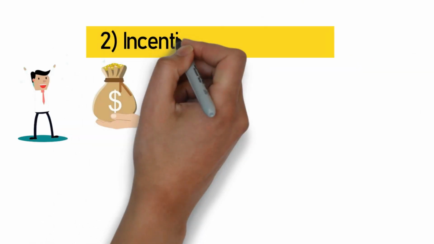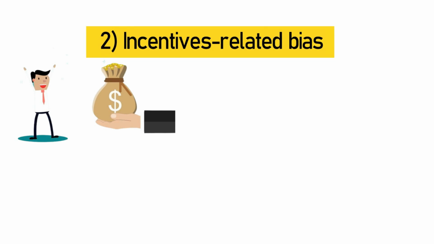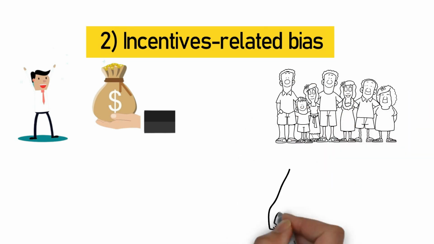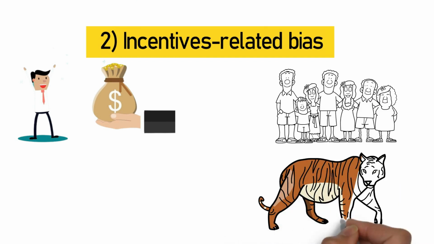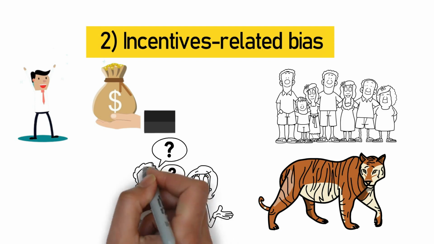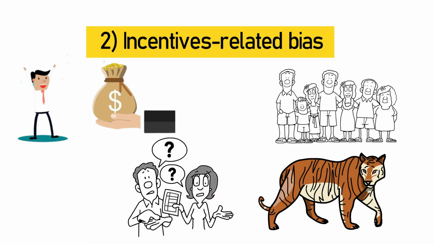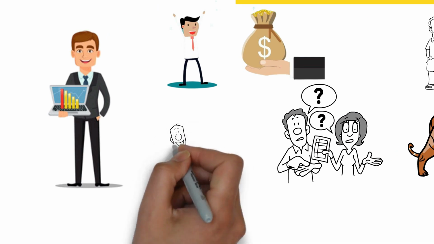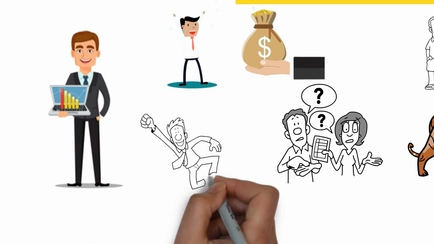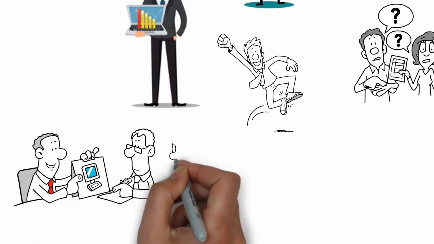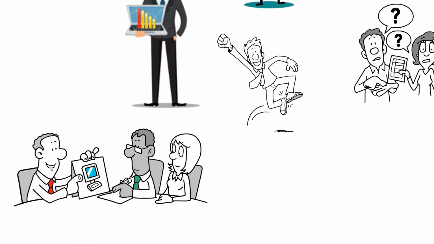Number 2, incentives-related bias. Humans have the most varied and difficult to understand set of incentives in the animal kingdom. This leads us to distorting our thinking when it is in our best interests. A great example is a salesperson who truly believes that his product will make people's lives better. It's not just that he sells the product because it's convenient. It causes a bias in his thinking as well.